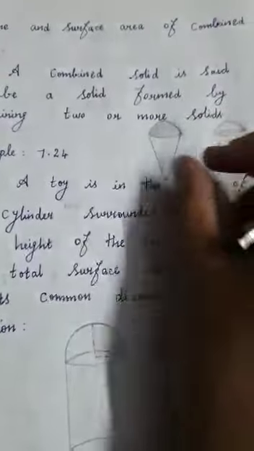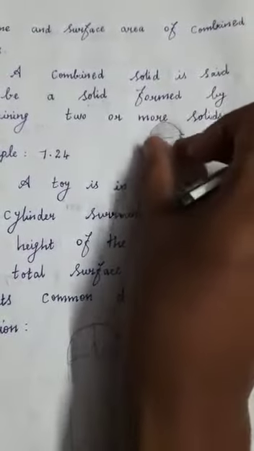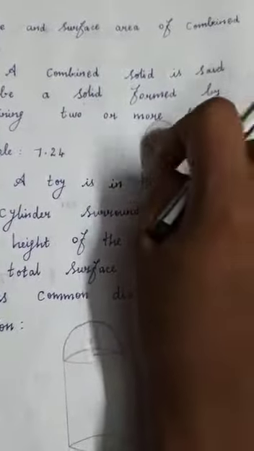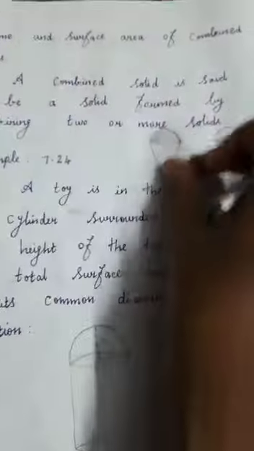For volume, we find the volumes separately. The volume of the cone plus the volume of the hemisphere. If you add both, you get the volume of this combined solid. Okay.